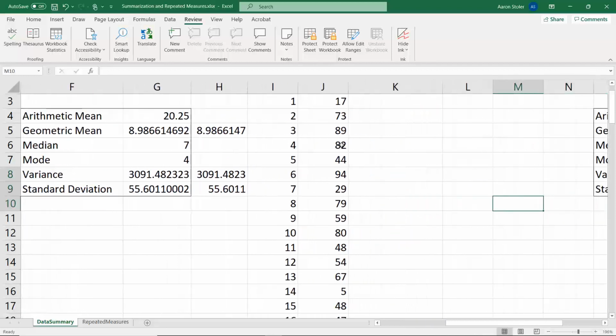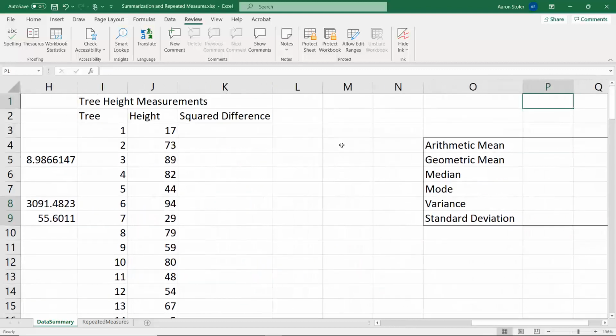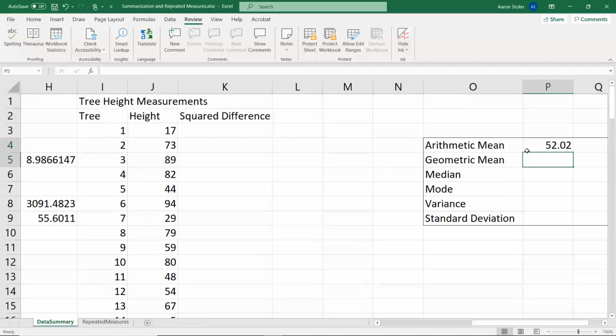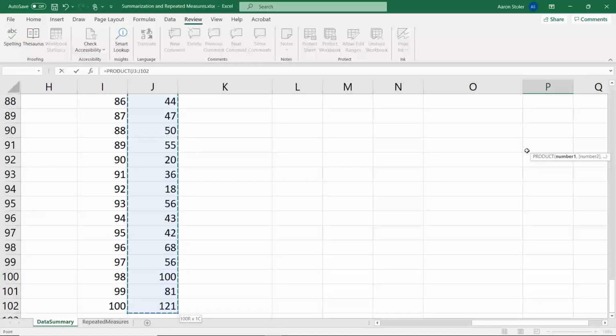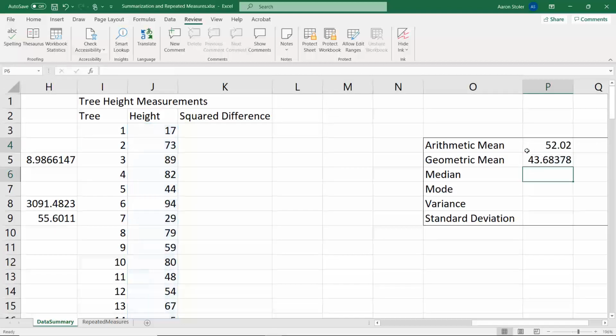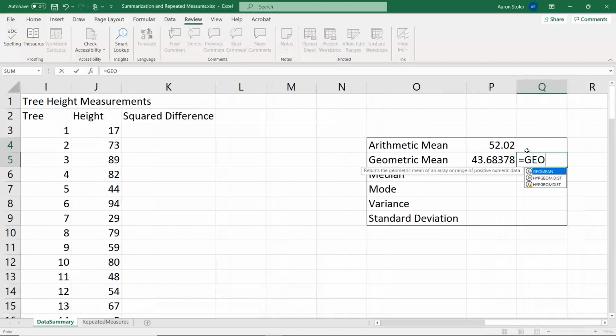Let's go ahead and do that for our second data set, tree height measurements. Once again, the average height should be 52.02. The geometric mean is equal to the product of all of these values to the power of the 1/100th root. The median, and of course we can check ourselves, geomean. I encourage you to check yourself.